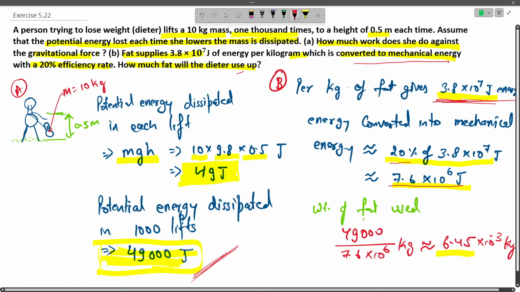So this much energy is used up by 1 kg of fat. If she burns 1 kg of the fat, she is able to do this much work. Now, if we divide the required work done by this much work, we can find out how many kg she will burn. After dividing, we get 6.45 into 10 to the power minus 3 kg of fat that she burns in the whole 1000 cycles.